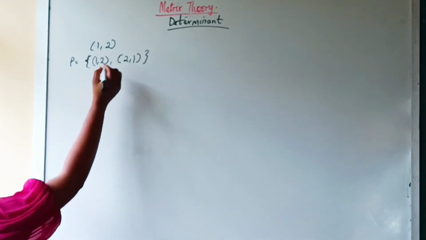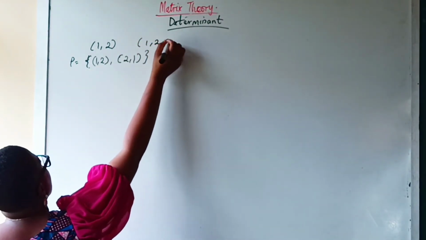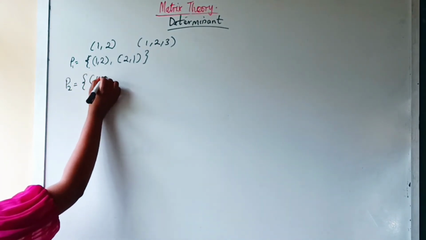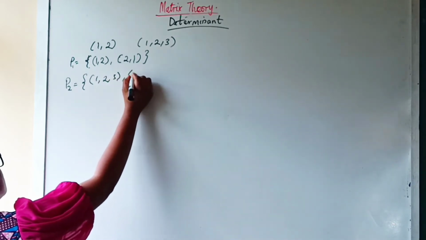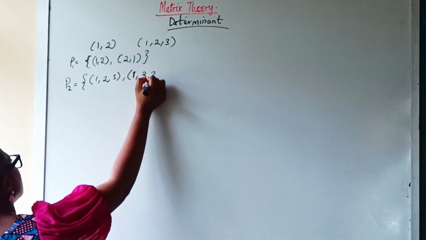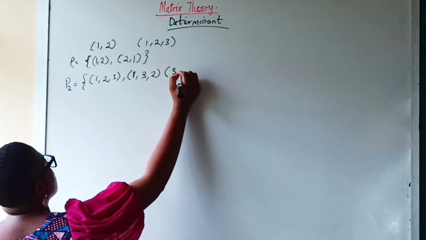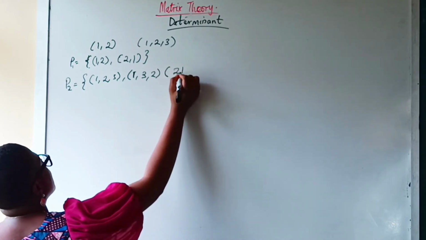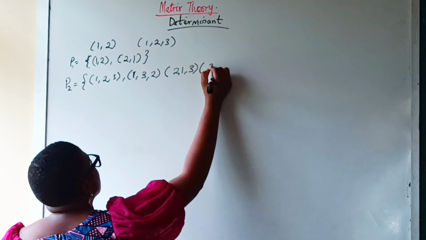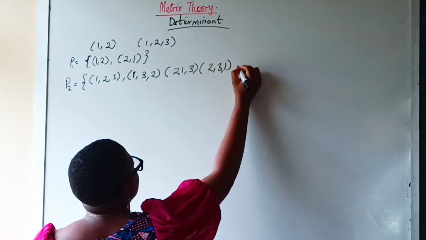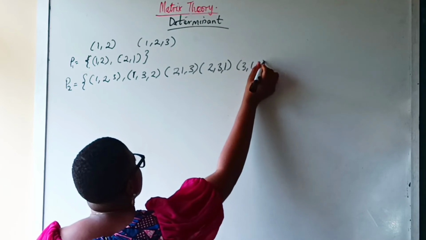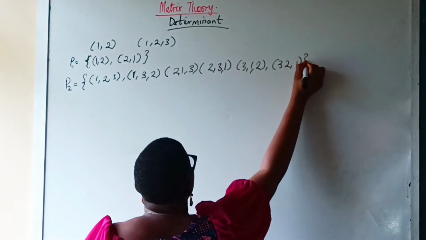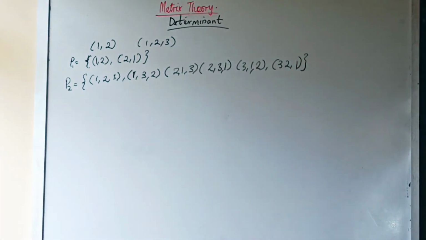So if you have 1, 2, 3, then the permutation will be what? 1, 2, 3; 1, 3, 2; 2, 1, 3; 2, 3, 1; 3, 1, 2; 3, 2, 1. That's 6. So these are all the possible permutations you can get.